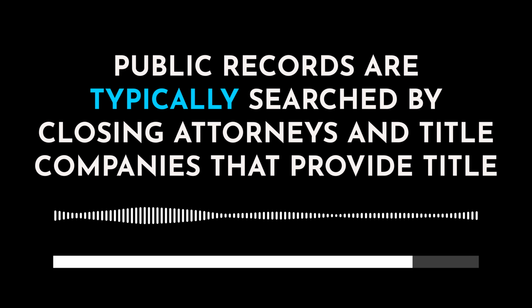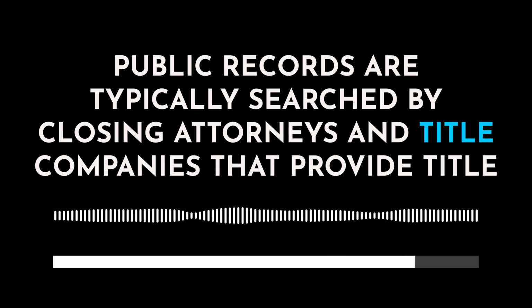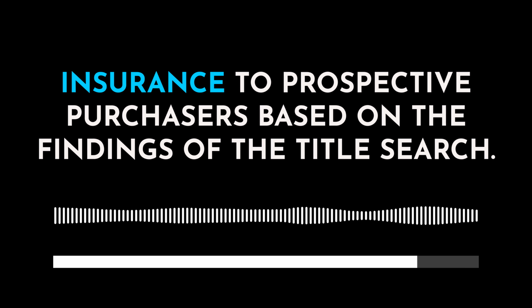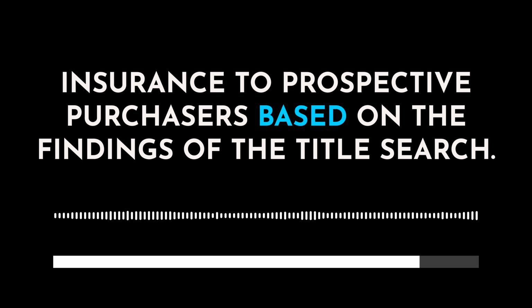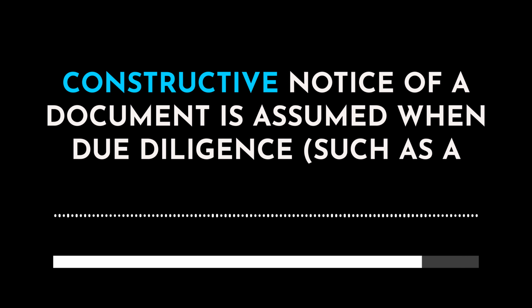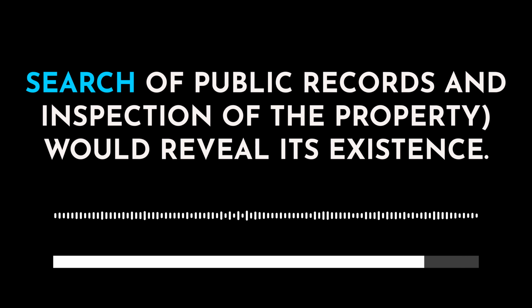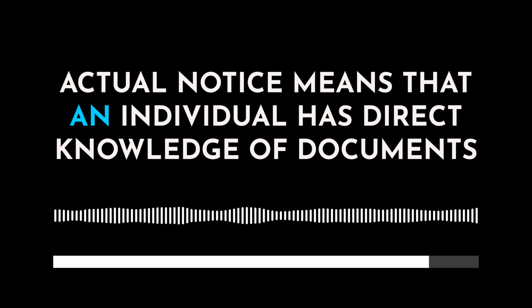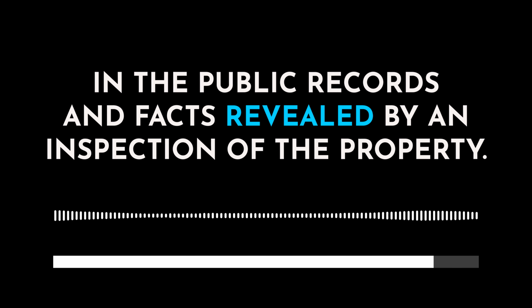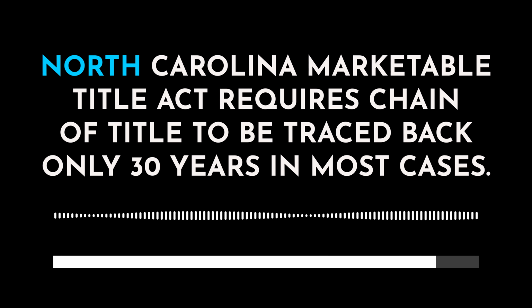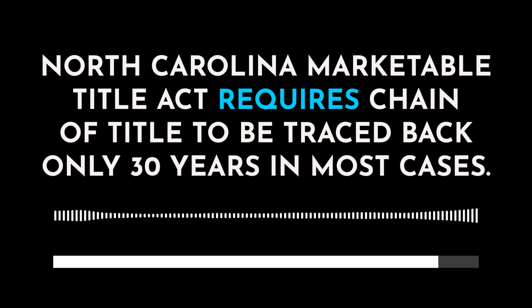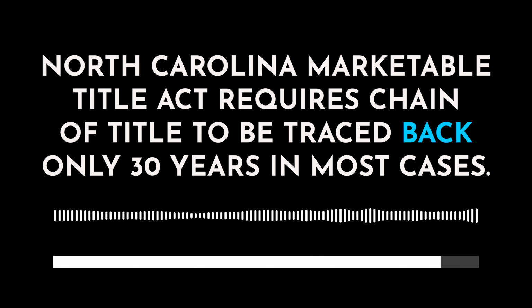Public records are typically searched by closing attorneys and title companies that provide title insurance to prospective purchasers based on the findings of the title search. Constructive notice of a document is assumed when due diligence would reveal its existence. Actual notice means that an individual has direct knowledge of documents in the public records and facts revealed by an inspection of the property. North Carolina Marketable Title Act requires chain of title to be traced back only 30 years in most cases.